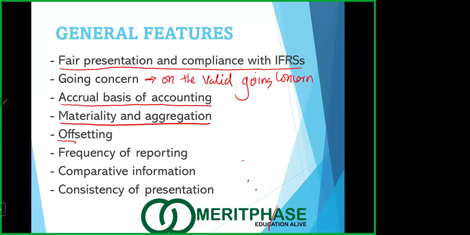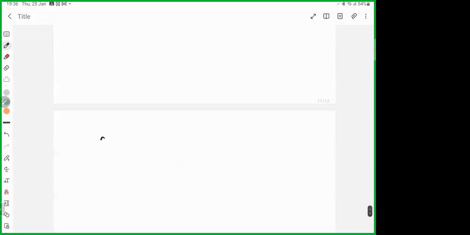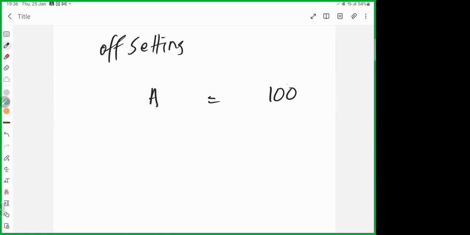Now, another subject is offsetting. What do you mean by offsetting? For example, A, 100, B, 75. So what is the net answer here?